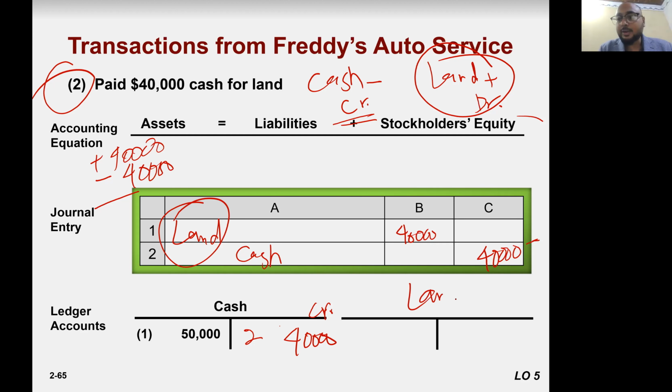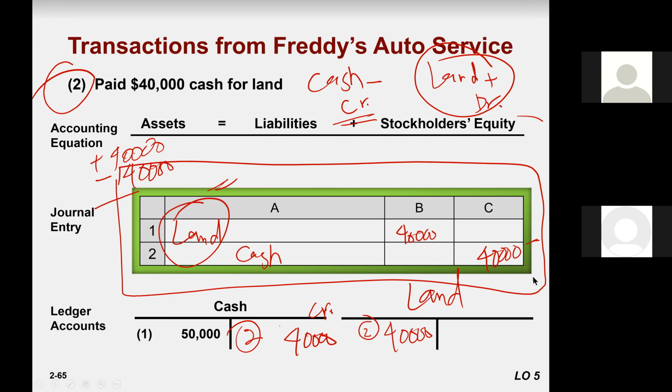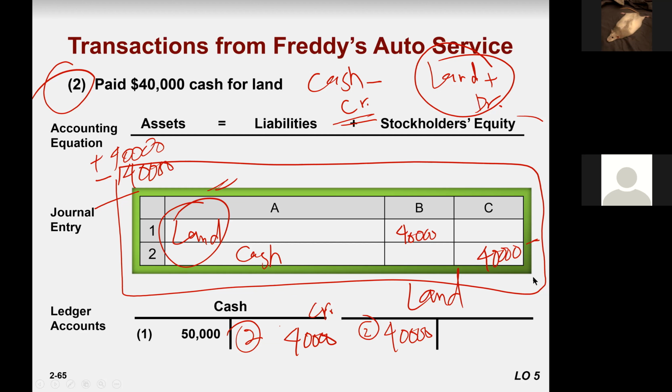Land, we open a land register, land ledger or land T account. Land is debited by 40,000. And how do we pronounce this journal entry? If I ask you to pronounce this journal entry, how do you pronounce it? Land to cash. Well done. Land to cash.